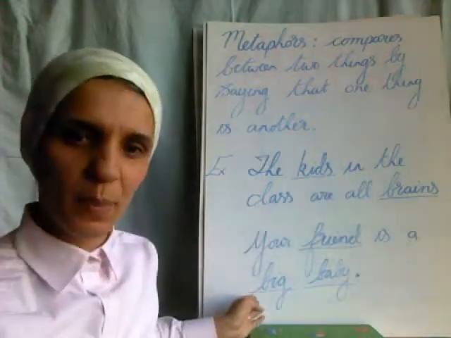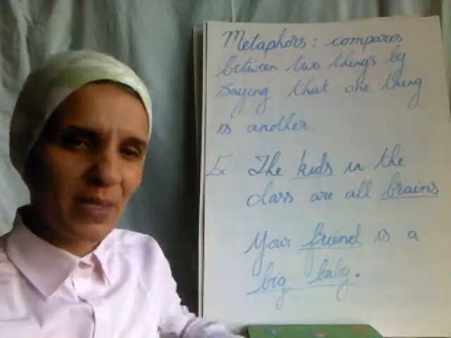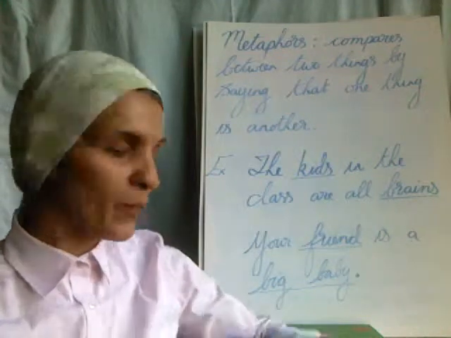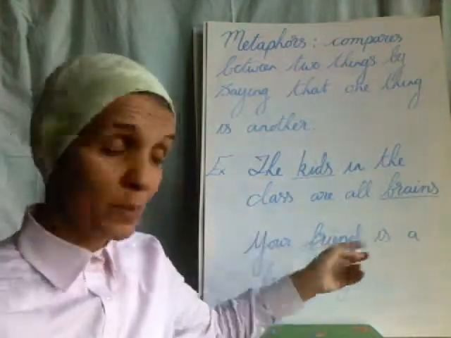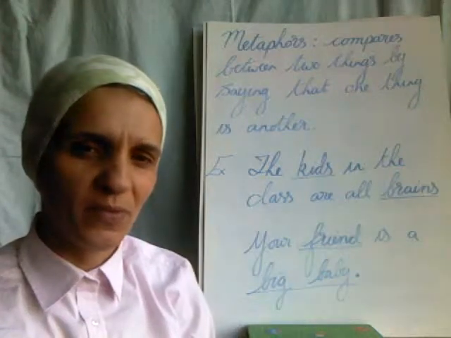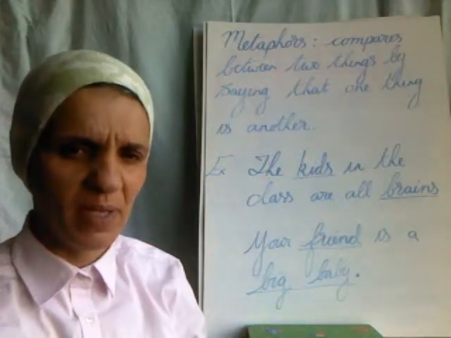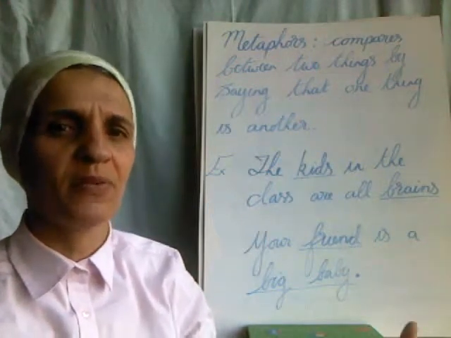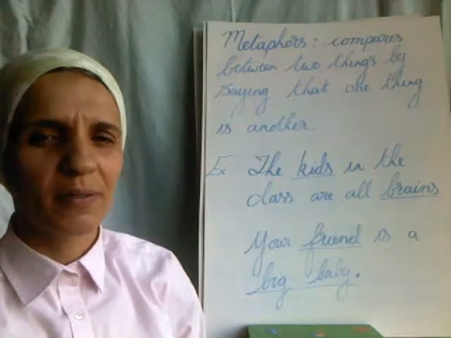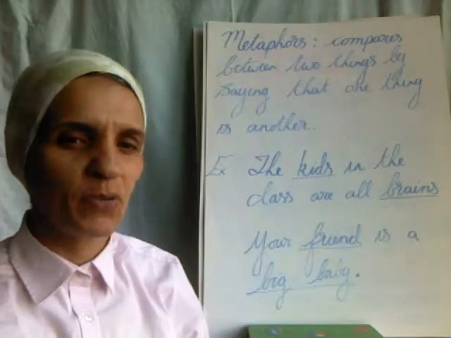And the second example, your friend is a big baby. So I'm comparing between friend and baby. And what I'm probably trying to say about this friend is that he acts like a baby. He probably cries a lot and doesn't know how to do many things by himself, and so that is why he's being compared to a big baby.